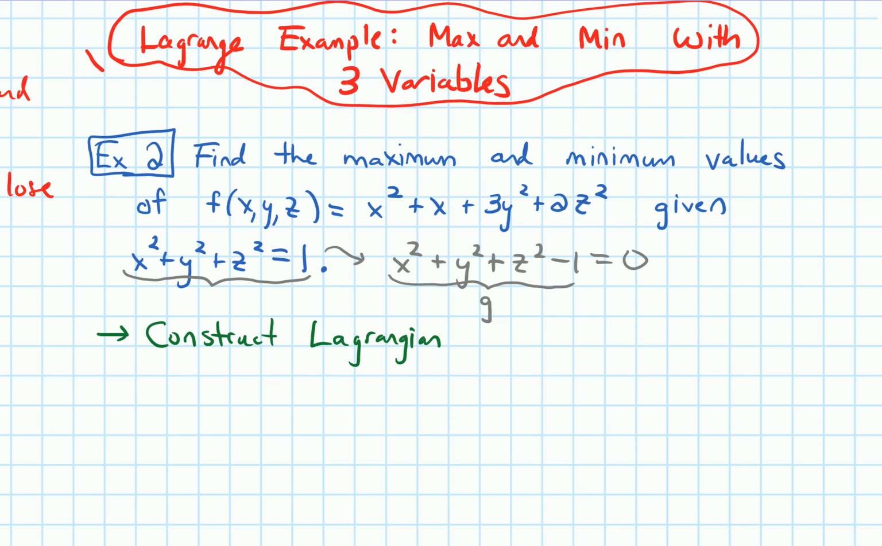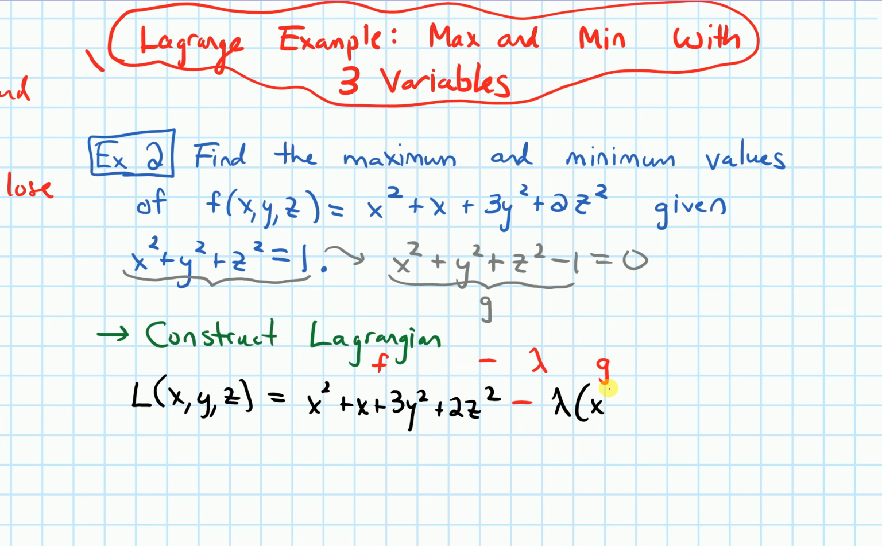So construct our Lagrangian function, which we've been calling L. And this time L is going to be in terms of three variables, x comma y comma z. And the Lagrangian starts with f, and then you do minus lambda times g. So f is x squared plus x plus 3y squared plus 2z squared. And then we get minus lambda times g, x squared plus y squared plus z squared minus 1. All right, so we have our Lagrangian. Now we are ready to find the critical points of this.